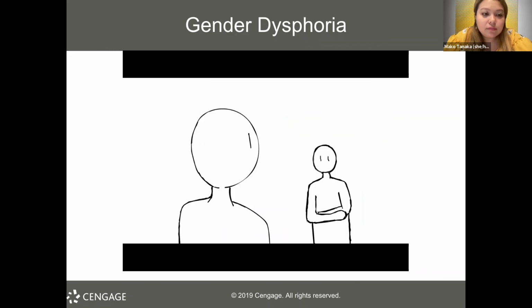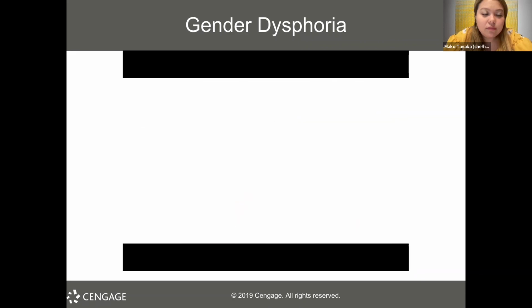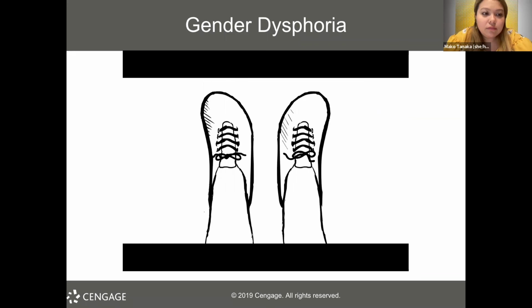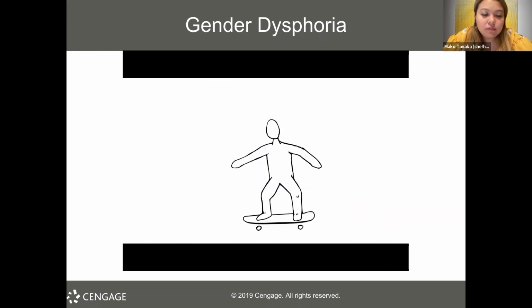A lot of people don't understand what dysphoria feels like, and I understand that. Sometimes it's difficult to see a situation from another's perspective. In other words, dysphoria feels like wearing your right shoe on your left foot and your left shoe on your right foot, but never taking them off. So it's uncomfortable, and you can't be your true self.